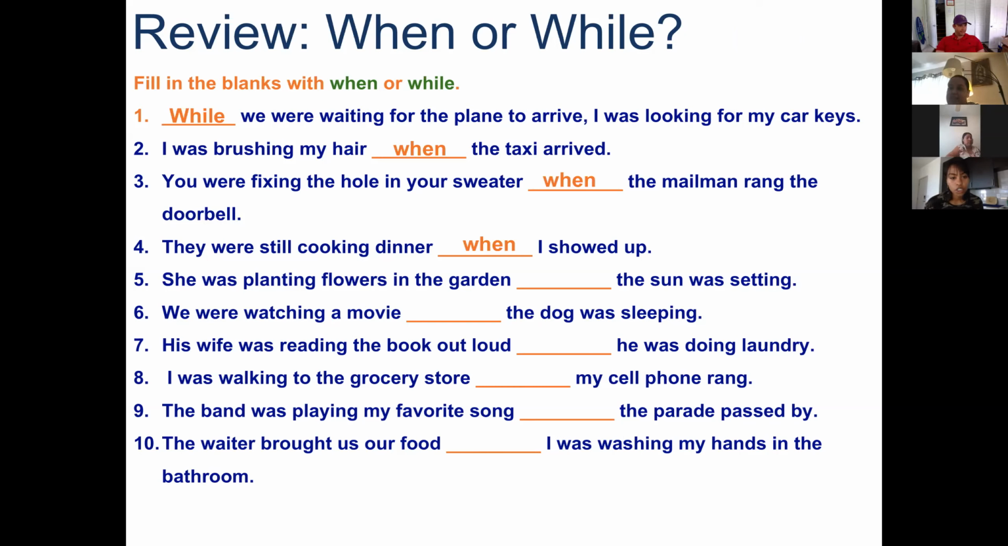Yeah. He was planting flowers in the garden when the sun was setting. All right, so look at the two tenses there, Sarai. We have two actions happening at the same time. You need to use while. Oh yeah, I was. Okay. We were watching a movie while the dog was sleeping.